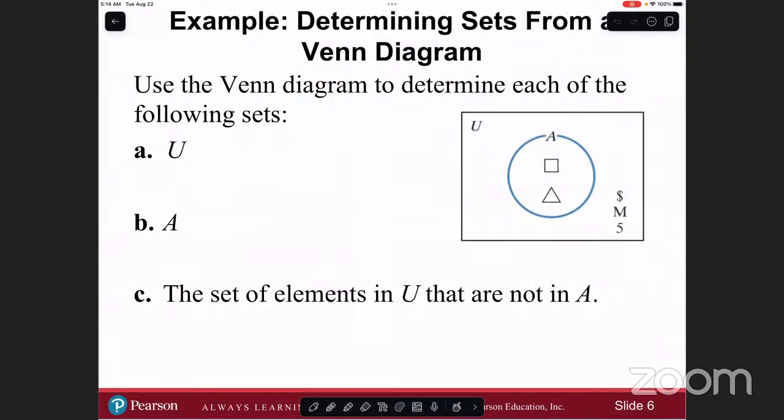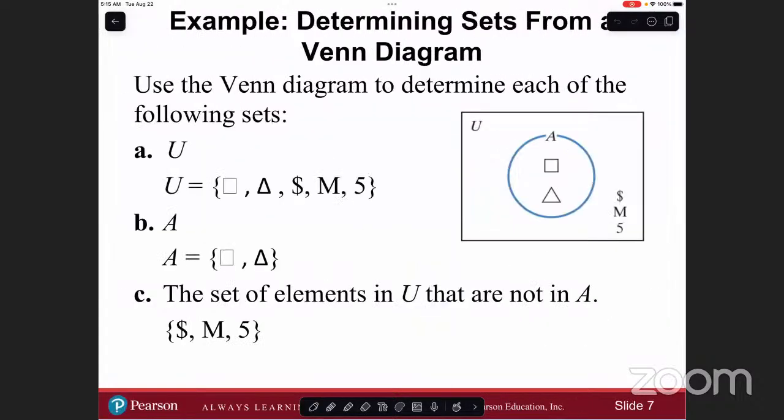So for example, use the Venn diagram to determine each of the following sets. Okay, what's the universal set? Looks like we have a square, triangle, $, M, and 5. Okay. What's the set A? The set A is going to be the square with the triangle. And then the set of elements in U that are not in A are going to be $, M, and 5. All right, and we see all of that listed here.